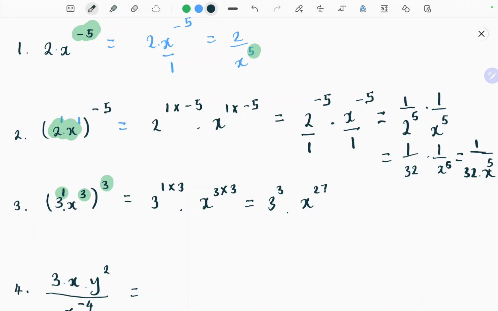27. So that should give us 9 times x to the power of 27. 3 times 3 is 9, rectification, that should be 9, because 3 times 3 is 9, right?